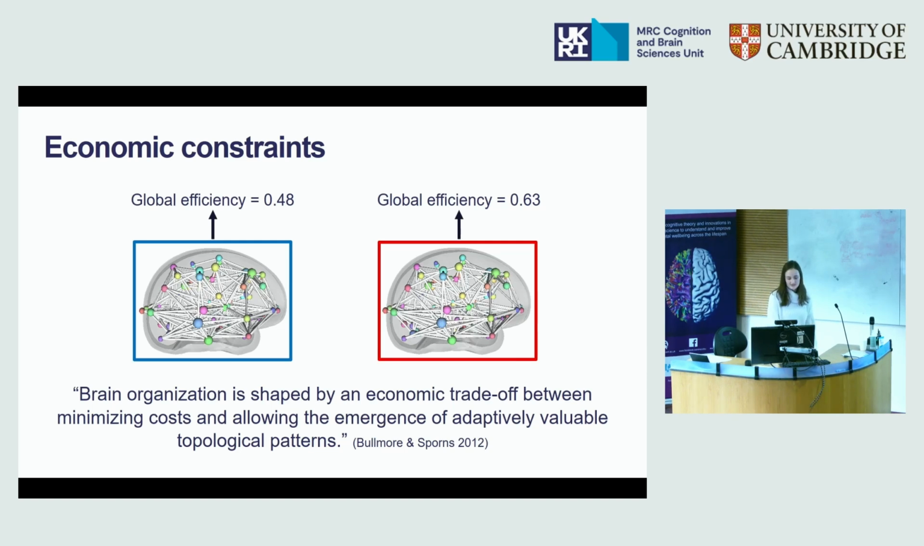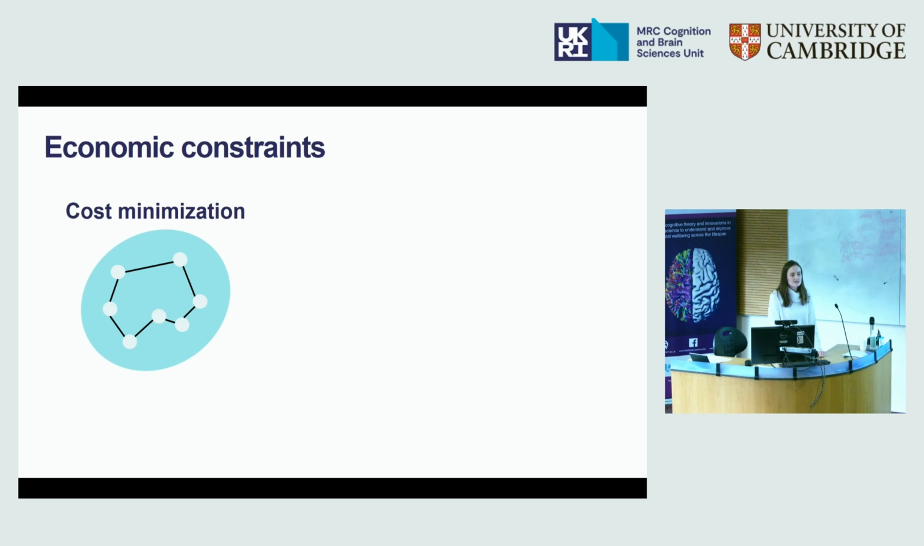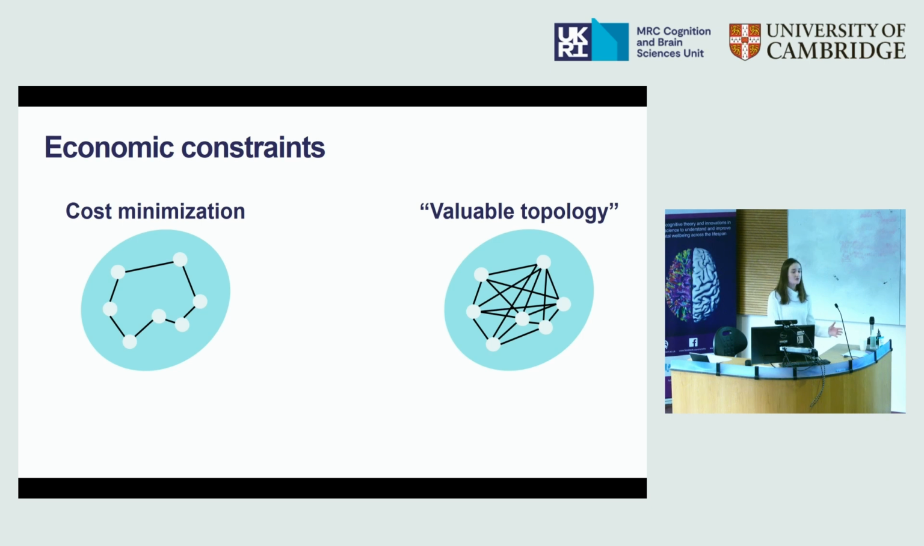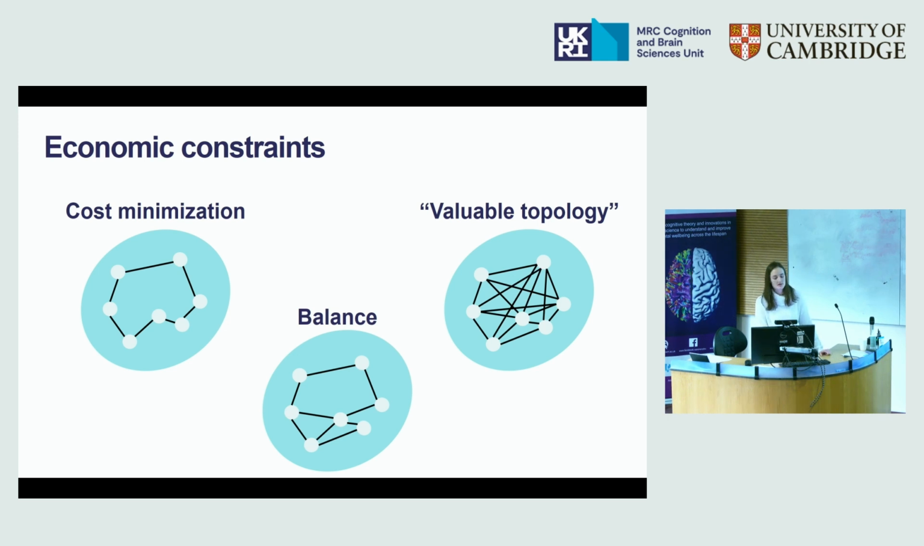Essentially what this means is that if our brain was organizing simply to minimize cost, our brains would be completely made up of short-range connections, because long-range connections are more metabolically costly to make. On the other hand, if our brain wasn't at all considering cost, we would have, for example, a large number of very long-range connections that might be valuable to the topology of the network. But we don't see either of those two cases. We see that there's a balance between the two. Our brain seems to be organizing in a way that both minimizes cost, but also allows for the emergence of adaptive topology.